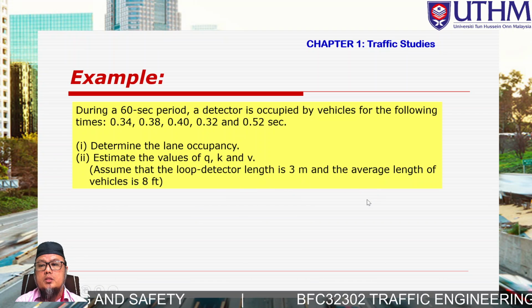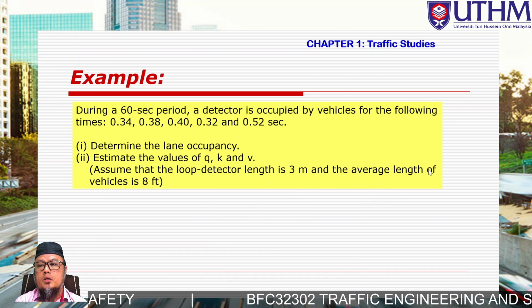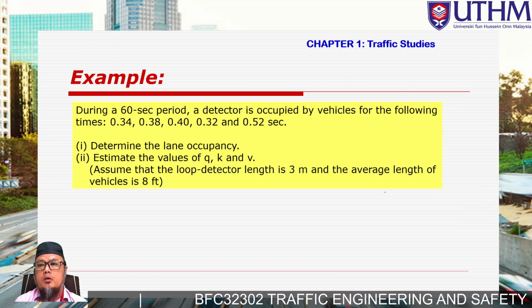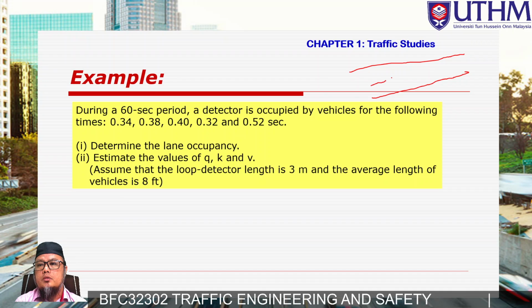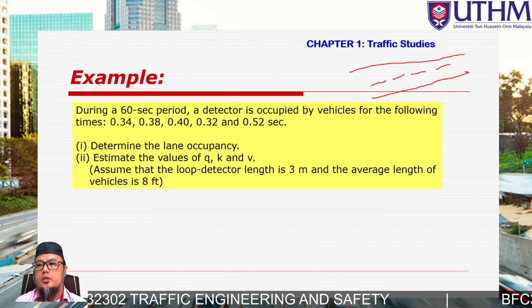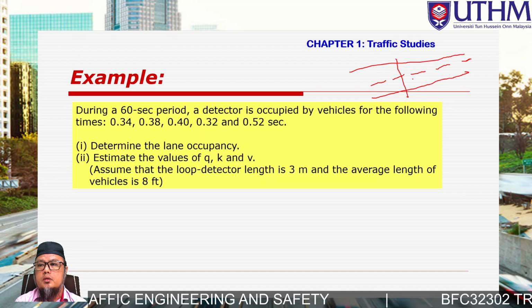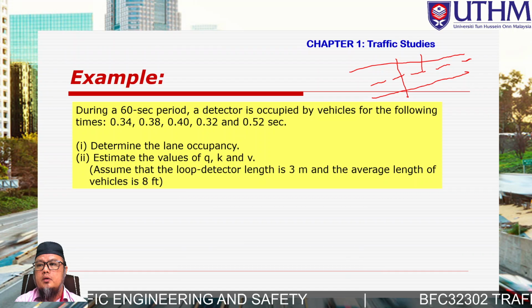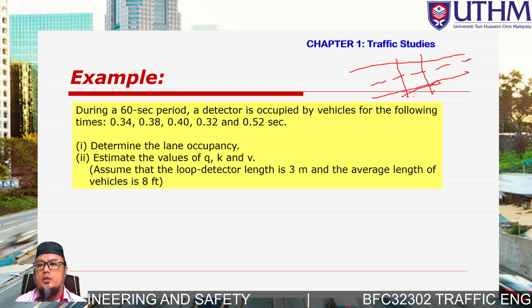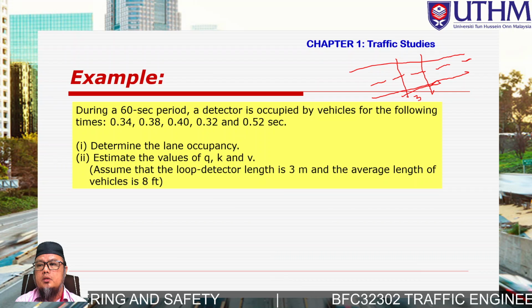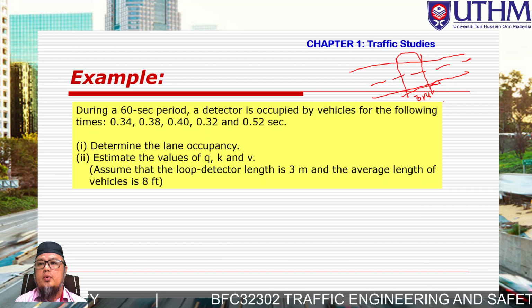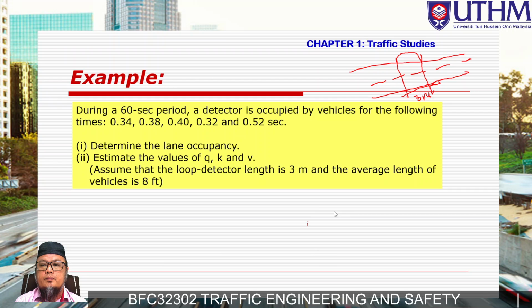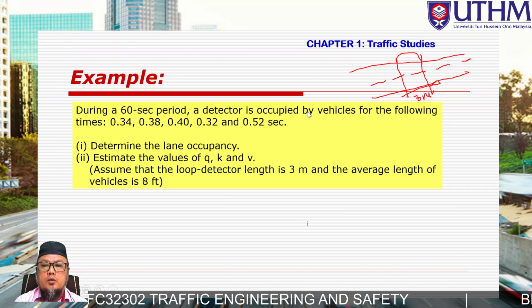Here they put the distance of the loop. Let's say we have a road here. Sorry, my sketch is not really sharp. You can put here a reference for the detector. Here they put the distance as 3 meters. Here we have a loop, like that. So a vehicle passing will be detected. So that is 3 meters. The average vehicle length is 8 feet. Okay, the solution.